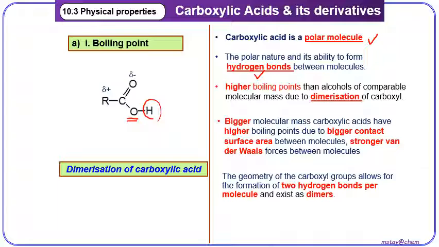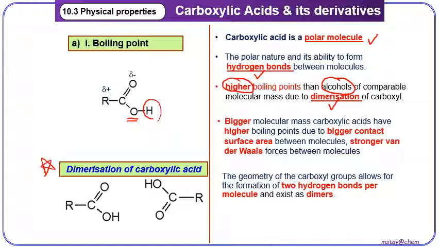At the same time, you will notice that alcohol also consists of hydrogen, and the hydrogen is also bonded to the oxygen. However, generally carboxylic acid will have a higher boiling point than alcohol due to the dimerization of carboxyl. So there is another structure over here to show the meaning of dimerization of carboxylic acid. When two carboxylic acids arrange themselves, they are able to form two hydrogen bonds and make the structure stronger.